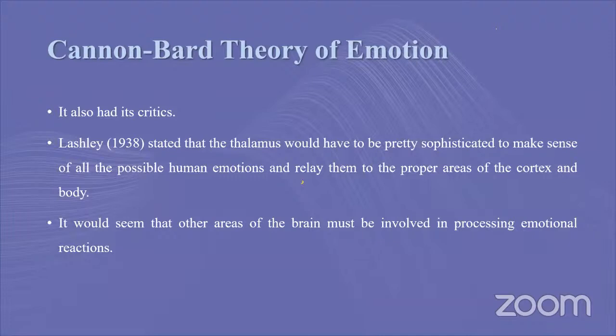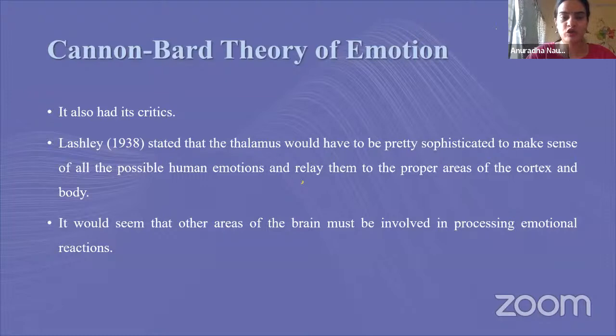But this theory also had its critics. Lange stated that the thalamus would have to be pretty sophisticated to make sense of all possible human emotions and relate them to the proper areas of cortex and body. What he meant is that for our brain to be so sophisticated that we can make sense of whatever we are feeling in that moment, it would not be very easy for our brain to do that. So this theory does not make sense, because for us to perceive all emotions, understand them and then react would not be possible.